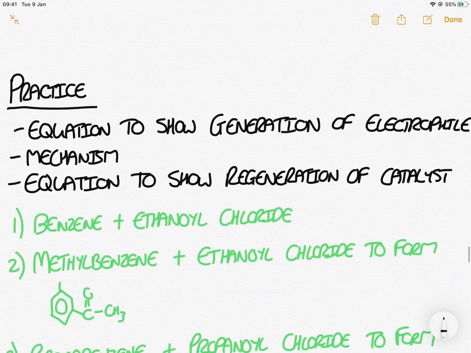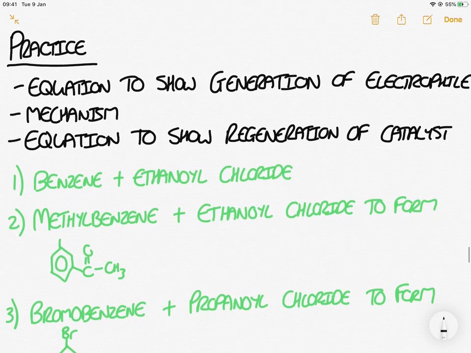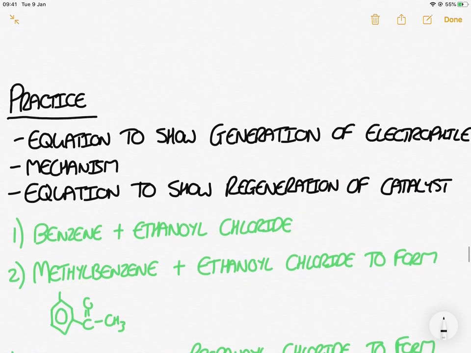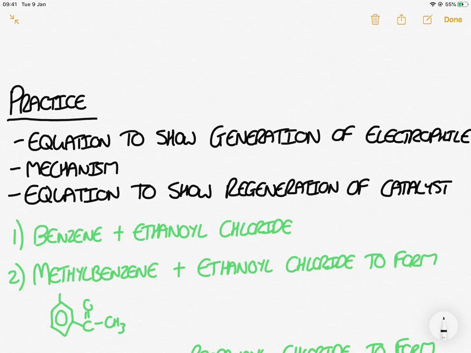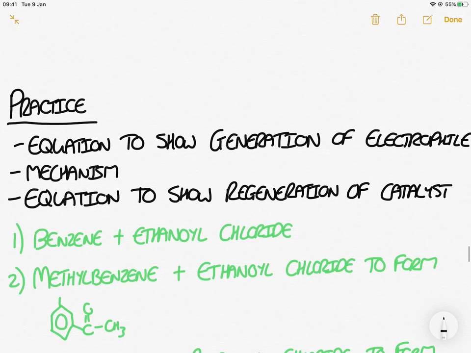Right then, on to the practice. So just to be clear about what I want you to do here, right? I want an equation to show the generation of the electrophile. I want an electrophilic substitution mechanism and an equation to show regeneration of the catalyst. So those are the three things that you need to do in each of these three examples separately. So the first two examples are benzene and ethanoyl chloride. So you do those three things for that combination.